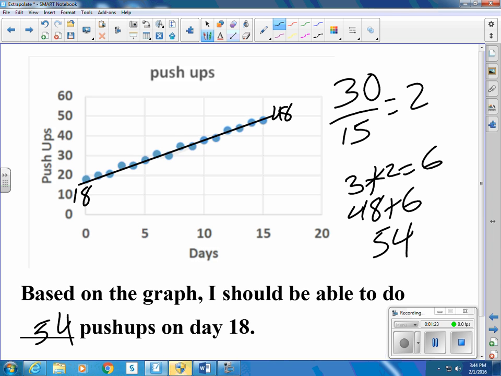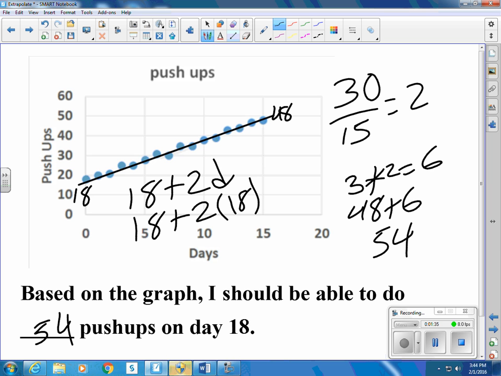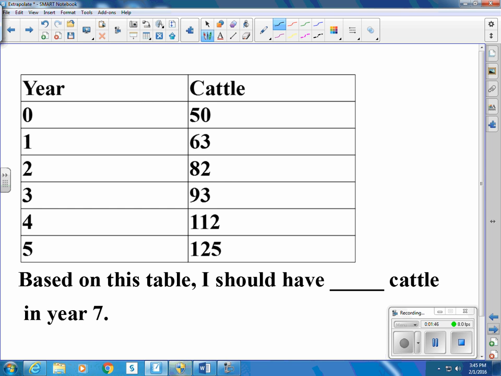Another way to do that would be to say, well, the equation for that graph is 18 plus 2 for every day, and put in an 18. So 18 plus 2 times 18. So that'd be 18 plus 36, is 54.